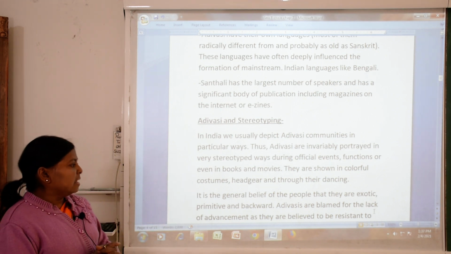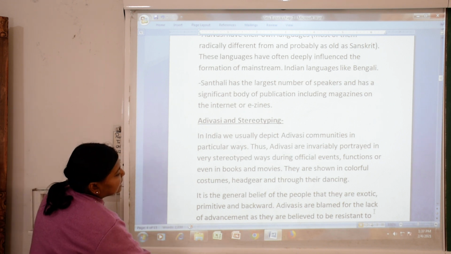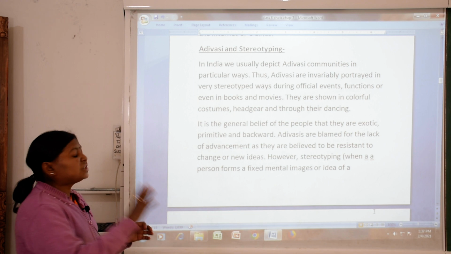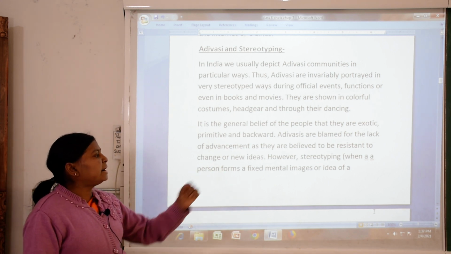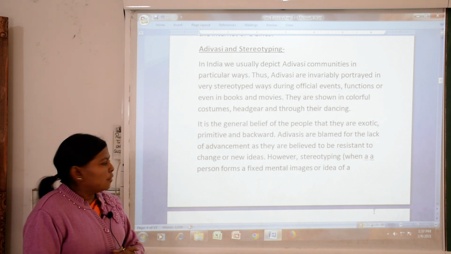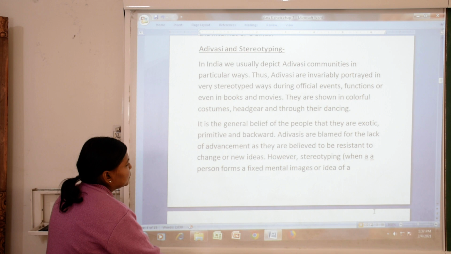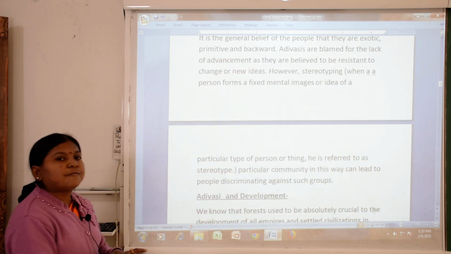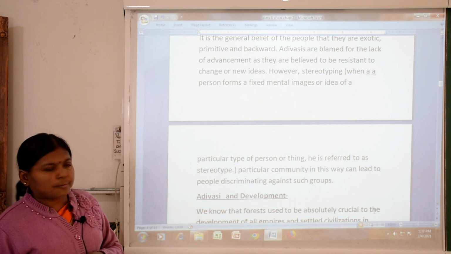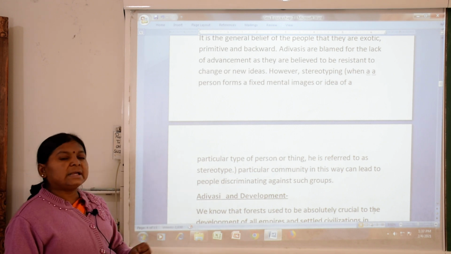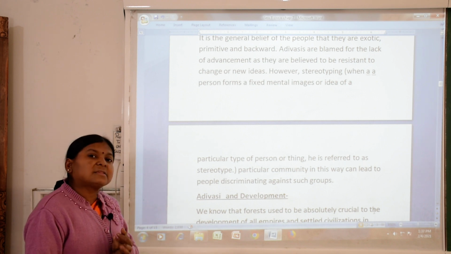These are the thinkings. They are blamed for the lack of advancement, and they are believed to be resistant to change or new ideas. However, stereotyping is when a person forms a fixed mental image or idea of a particular type of person or thing. He is not coming out of it. In this way, it can lead to people discriminating against such groups.